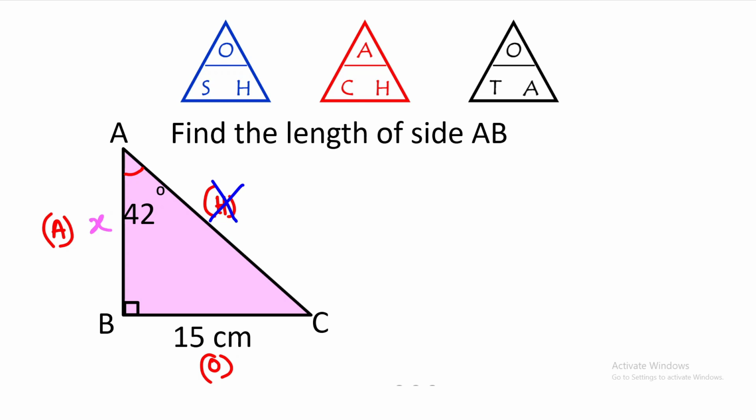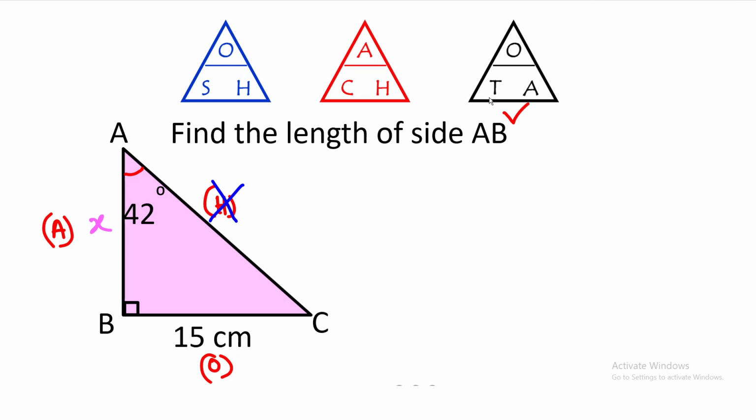So we were left with the side, the adjacent, and the opposite. So we look at the three formula triangles. Which one is the right one to use? Definitely, it's going to be this because that's the one that has the opposite and the adjacent. So definitely, we're going to use tan.